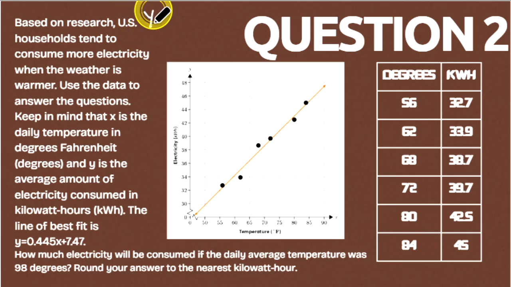So this time we have Y equals 0.445 times 98. Is that right? Yes. Plus 7.47. Let's grab the calculator. And we're going to clear all of this and go 0.445 times 98 gives us 43.61 plus 7.47 gives us 51.08. They want the nearest kilowatt hour, so our answer is 51.